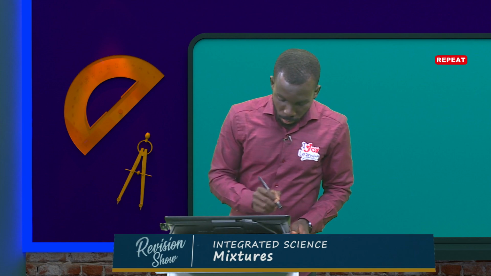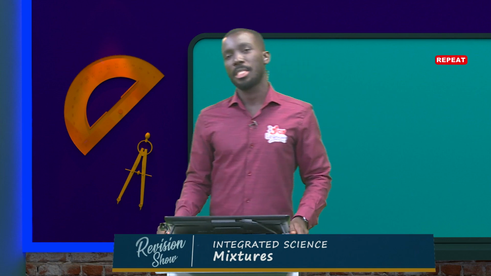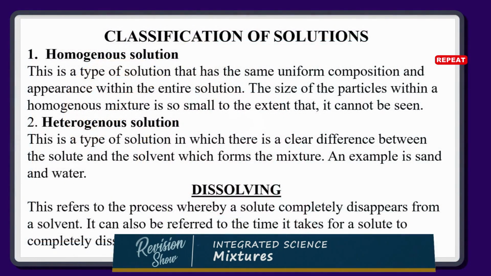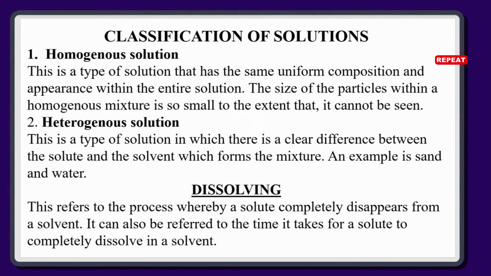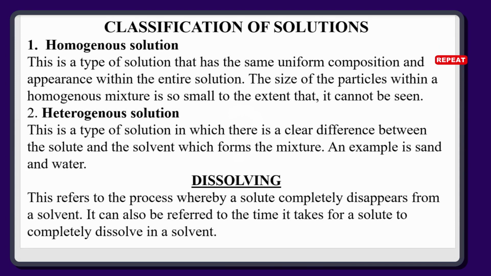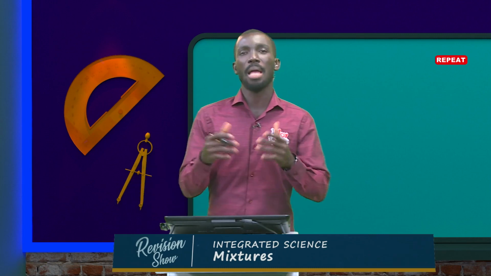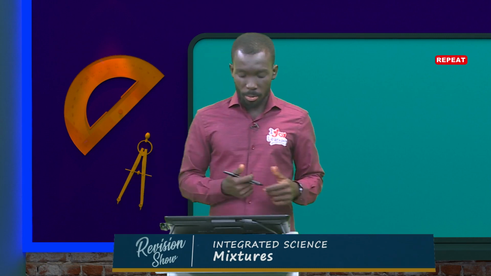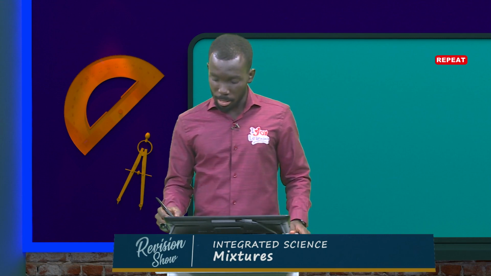Now we go to dissolving. Dissolving refers to the process whereby a solid completely disappears from a solvent. It can also refer to the time it takes for a solid to completely dissolve in a solvent. So, in other words, it can also mean the time that it takes for a solid to vanish from a solvent.